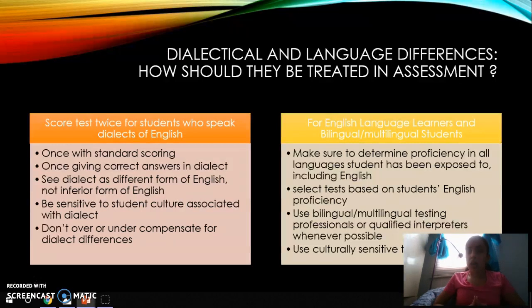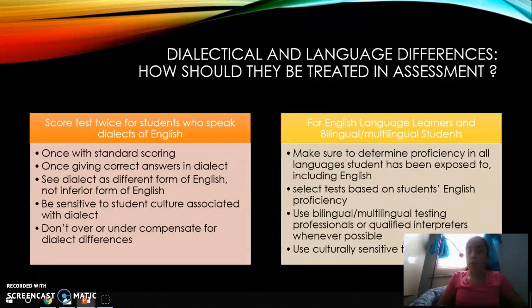And for English language learners and bilingual or multilingual students, we need to first make sure to determine the proficiency in all the languages the student has been exposed to, including English, and select test batteries based on students' English proficiency. So if the student does not speak English at all, the best course of action would be to assess the student in his or her native language or languages.